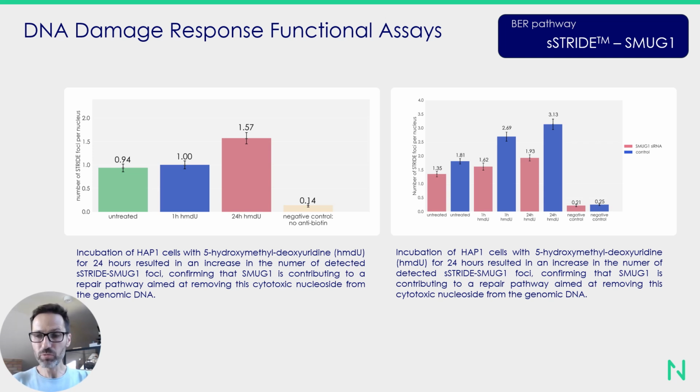In the next experiment, we verified if SMUG1 knockdown influences the assay readouts, and the answer was yes. When SMUG1 siRNA was used, both the baseline and the responses to HMDU treatment were on a significantly lower level than the control cells with intact SMUG1.